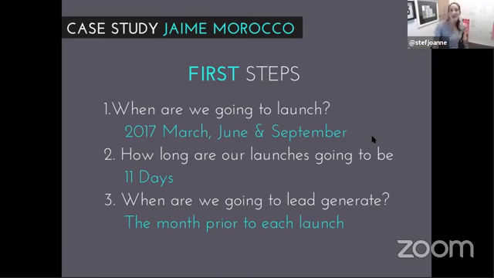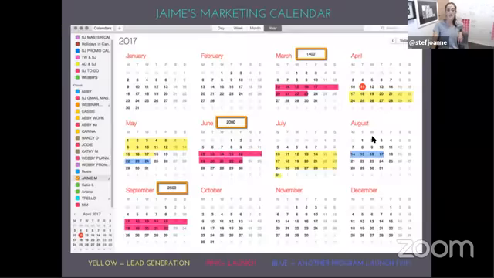Kind of, right? How long are your launches going to be? 11-day launches. When are you going to lead generate? The month prior to each launch. So this is what her calendar would look like. If we look at the yellow, that would be when she's lead generating. The pink sections there, those are the launches.